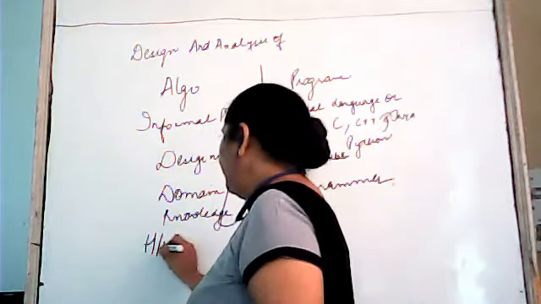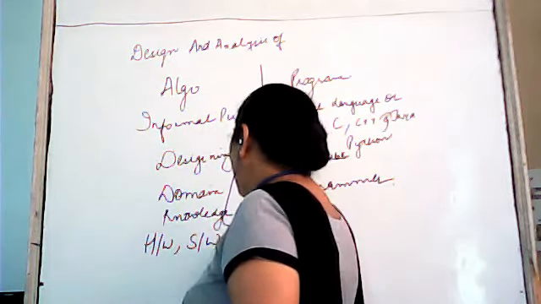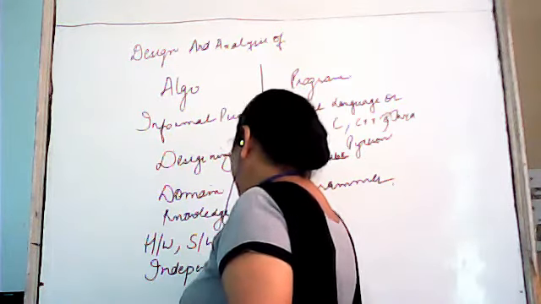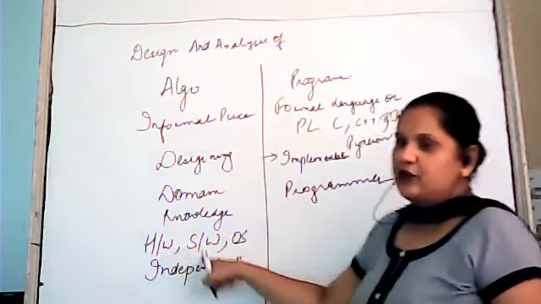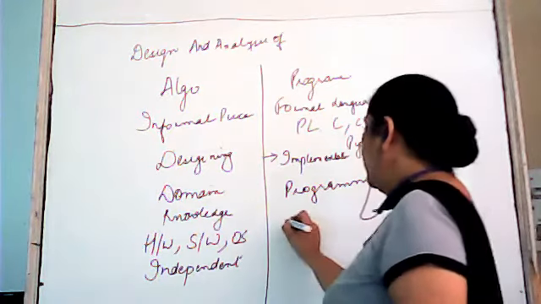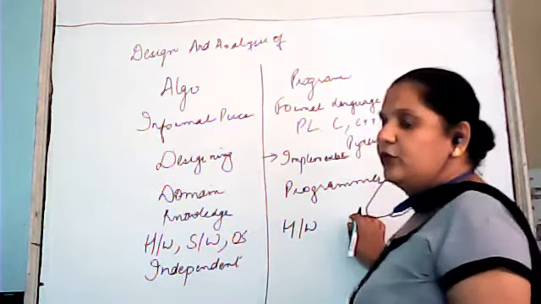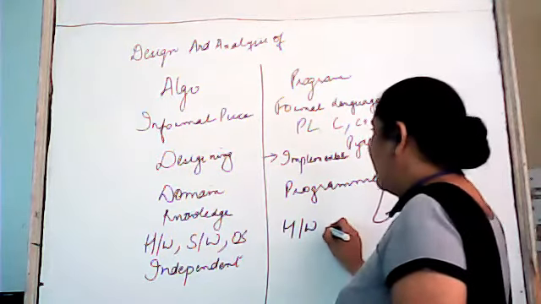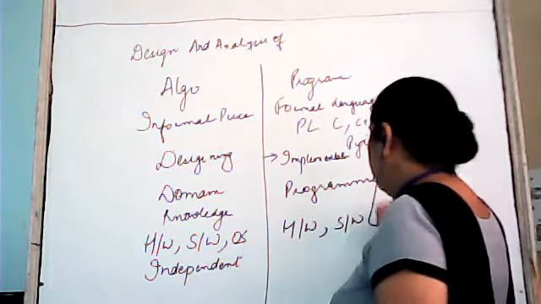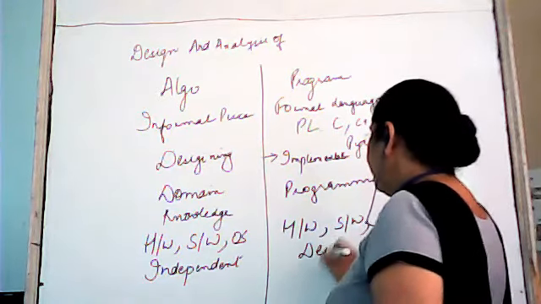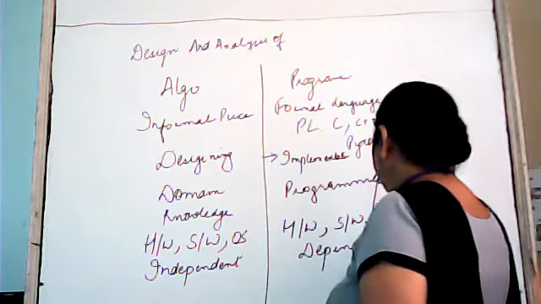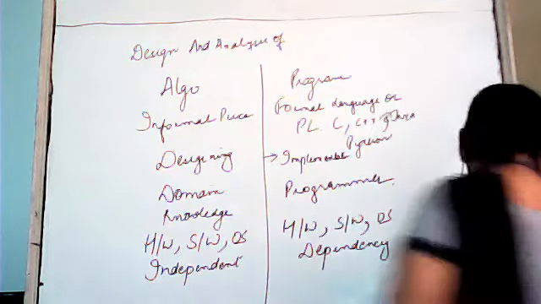Okay, next, your algorithm is always hardware, software, and operating system independent, because you are writing it on paper. It is always hardware, software, and OS independent. For the program, you have to install the programming compiler before you run it. So you need to have hardware, software, and OS dependency. That means your code will be dependent on the hardware, software, and OS.